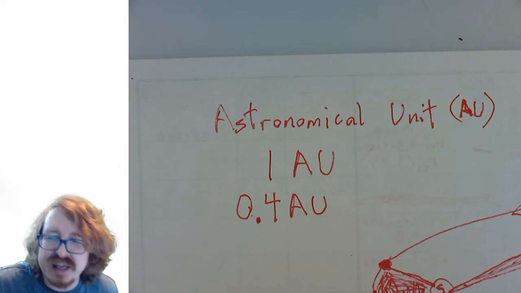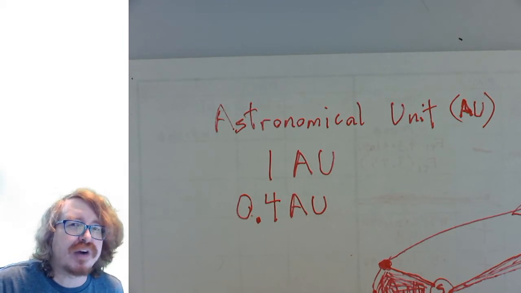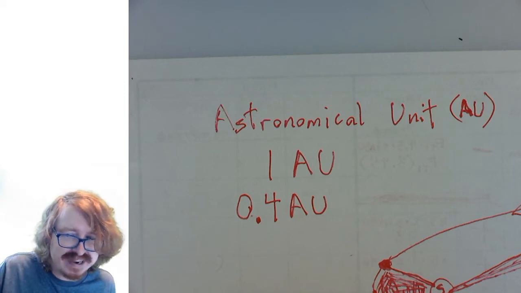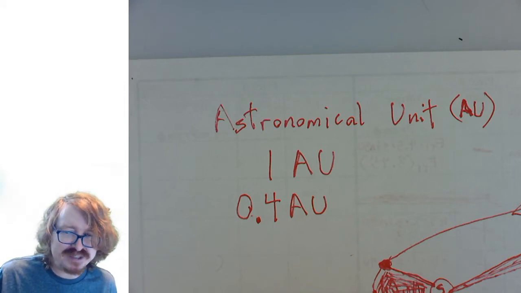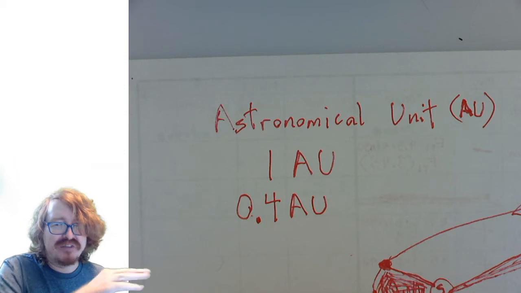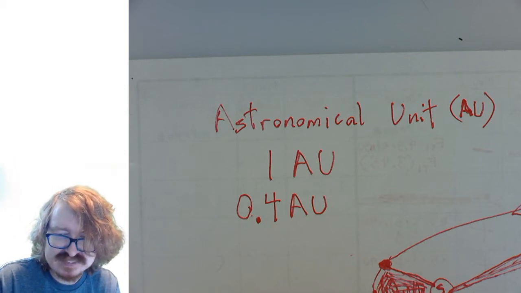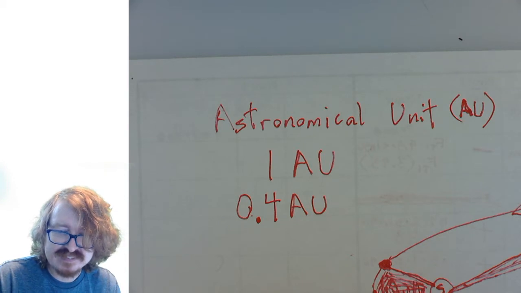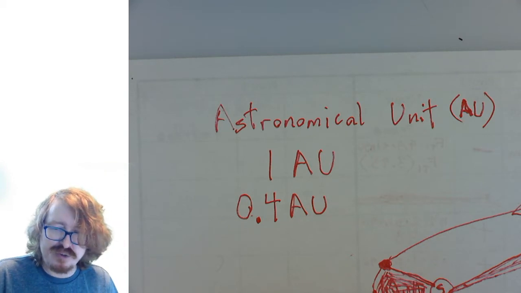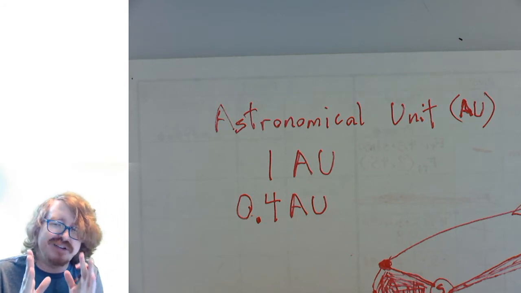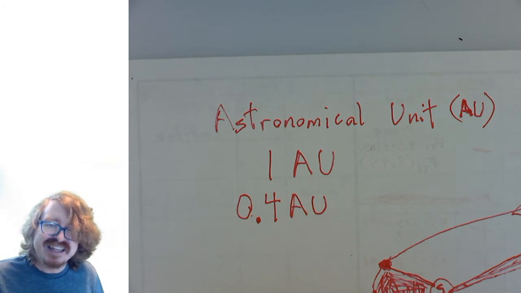Does anybody know which planet is farthest away from the sun? Remember, not Pluto, because Pluto's trash, right? What planet's farthest away from the sun? Don't worry if you get it wrong. It's okay. Neptune. It's Neptune. So Neptune, the farthest planet from the sun, is on average 30 AU.